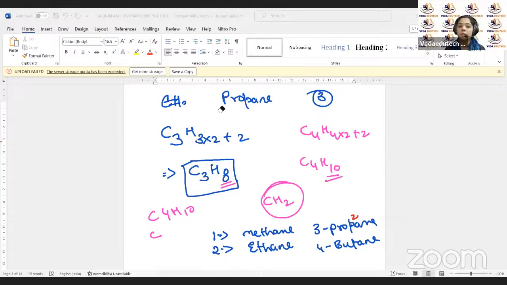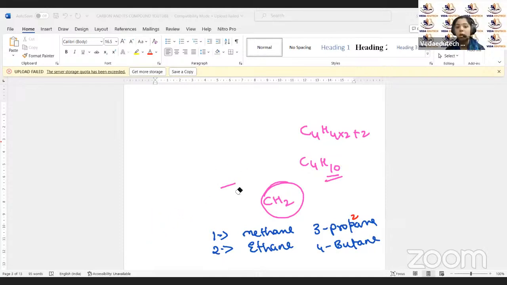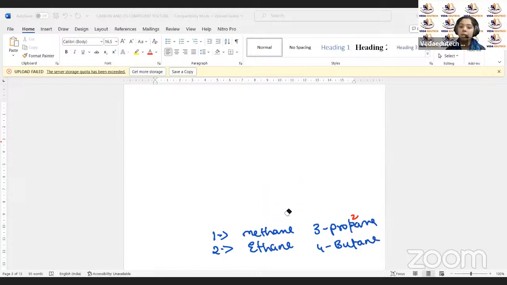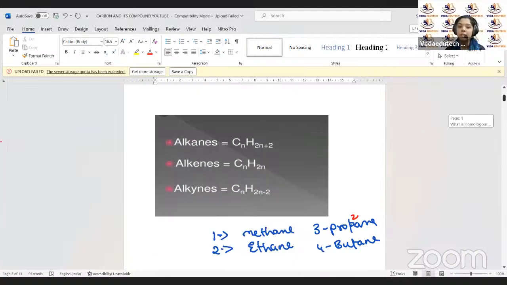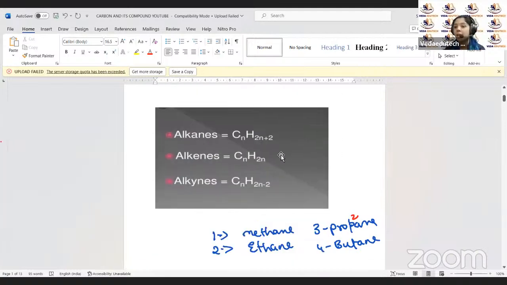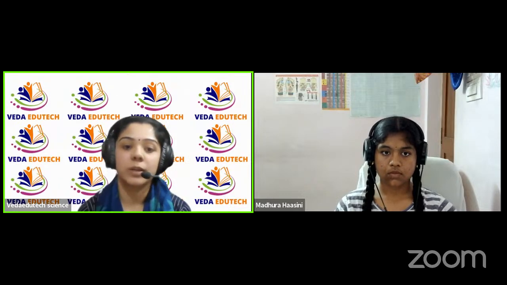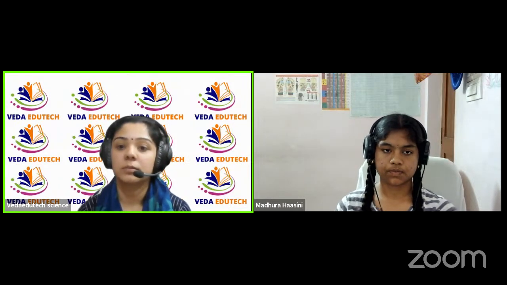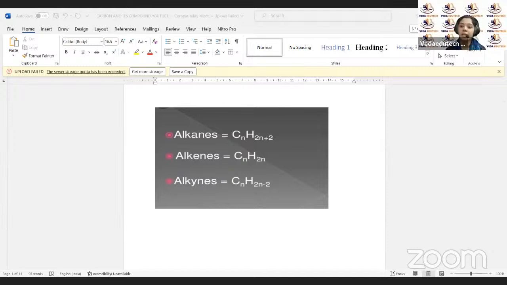So now moving forward, I have the second formula, and the second formula is for alkene. So for alkene, what is the formula? We'll see here. It's CnH2n.